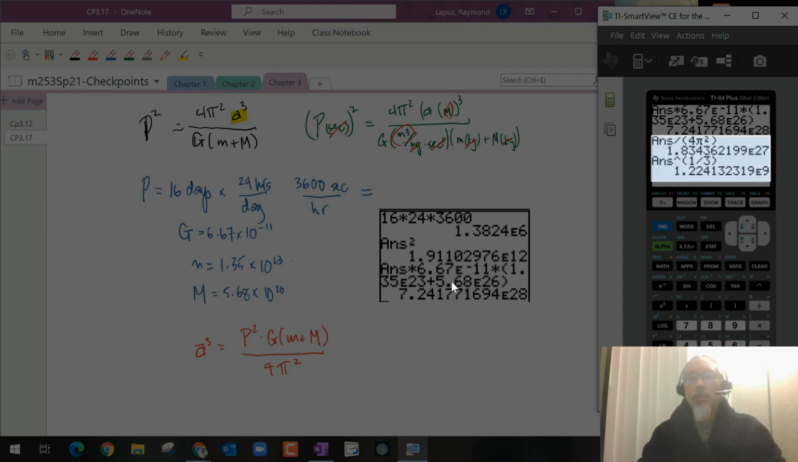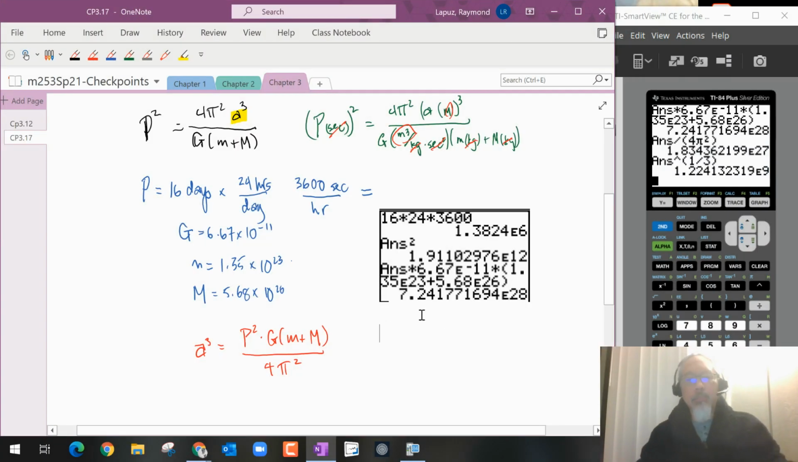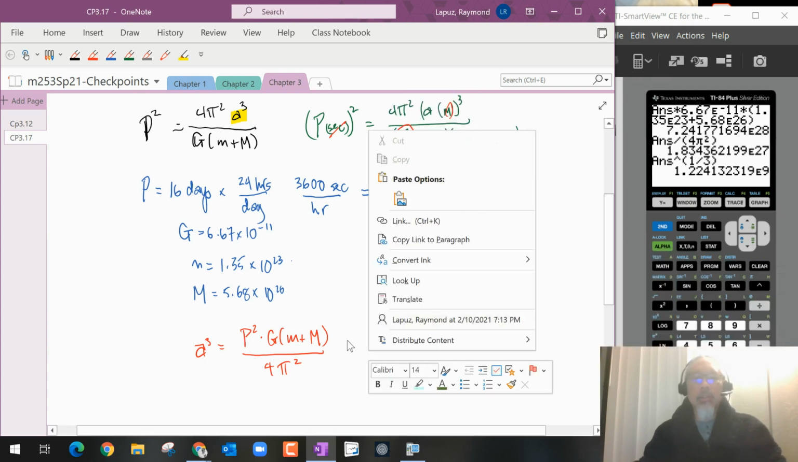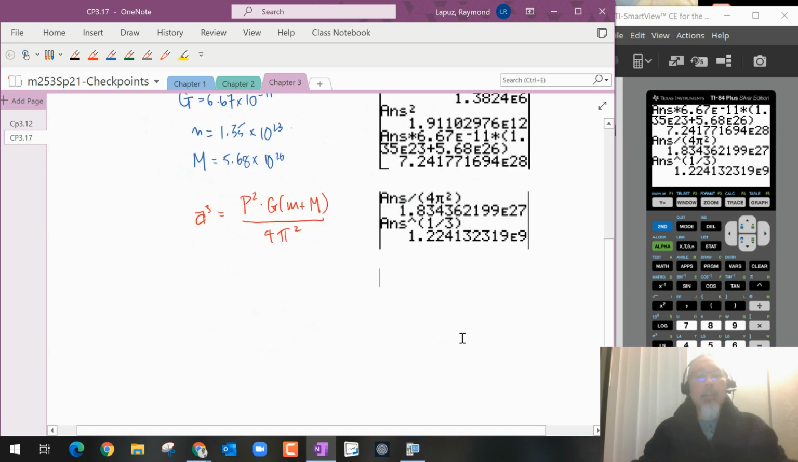And it looks like it's 1.2 times 10 to the 9th. So that goes into billions. And remember that this is in meters. So 1.224132319 times 10 to the 9th power.